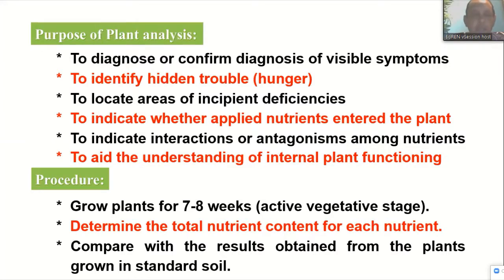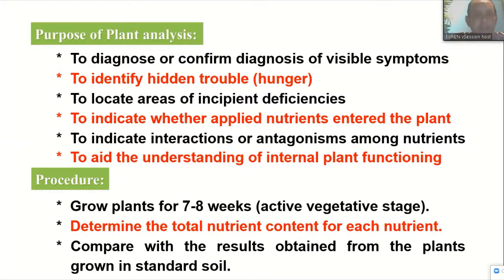For example, if there are the same kind of ions, for example, sodium and potassium, these both are cations, and these two interact with each other. If sodium is high, then potassium cannot be taken up. It inhibits the uptake of potassium. In another case, for example, calcium and copper, these two also interact with each other.